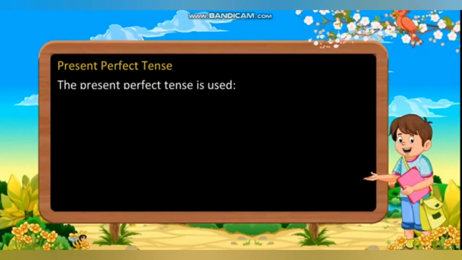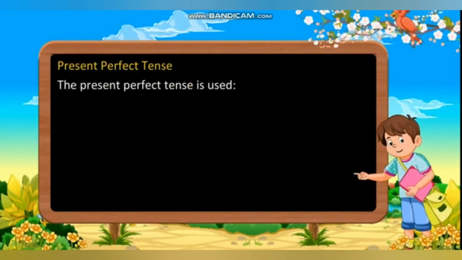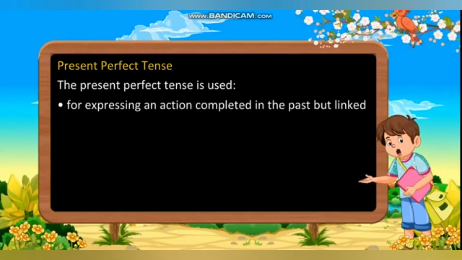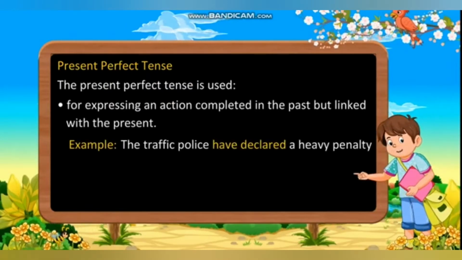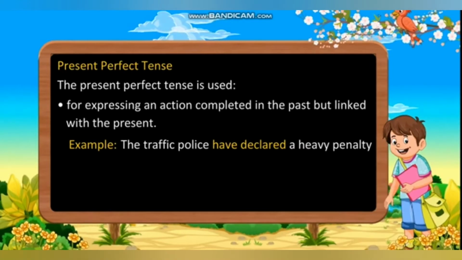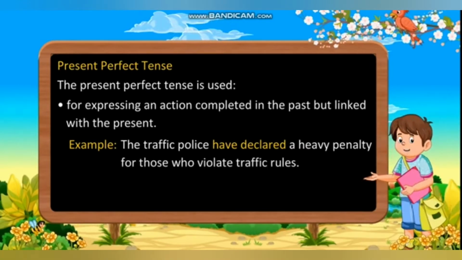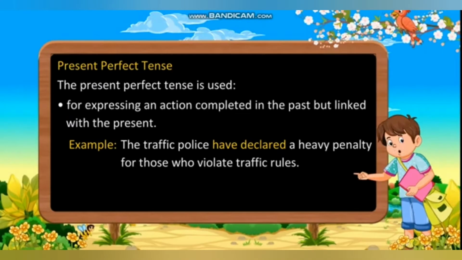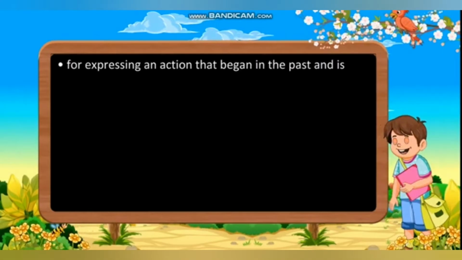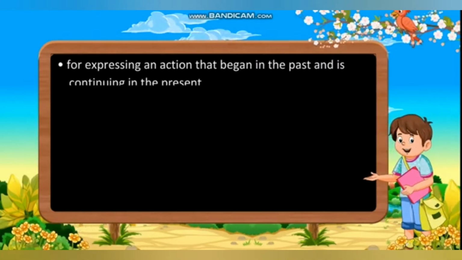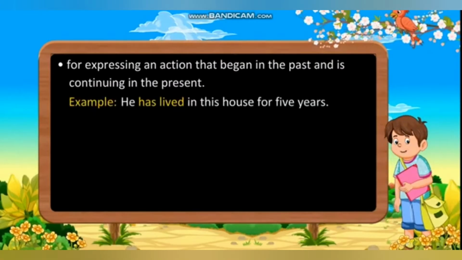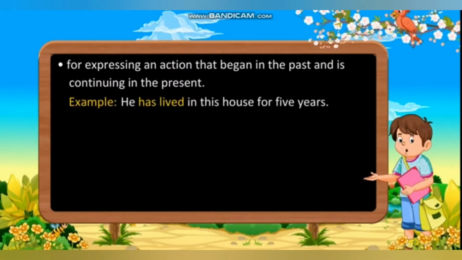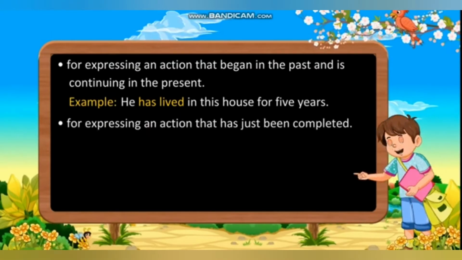Present perfect tense. The present perfect tense is used for expressing an action completed in the past but linked with the present. For example, the traffic police have declared a heavy penalty for those who break rules. For expressing an action that began in the past and is continuing in the present. Example, he has lived in this house for 5 years.